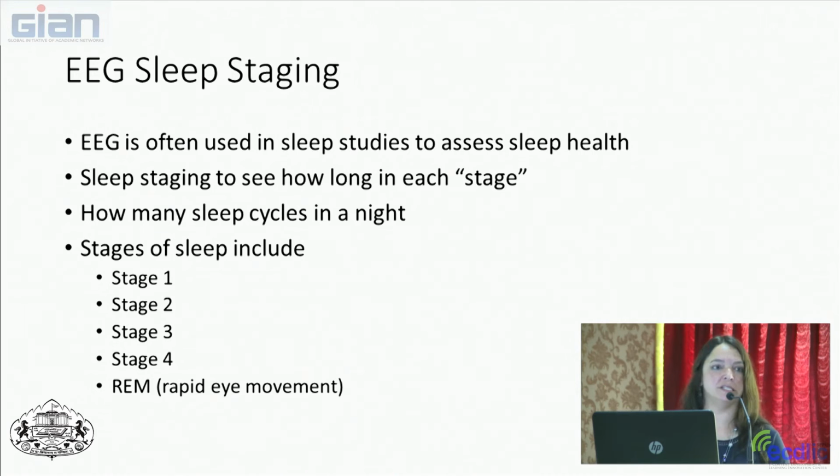And I believe one cycle of sleep is about 2 to 3 hours. So you go through several cycles a night. And when we go over sleep later, you'll see that sleep is quite an active process in the brain.